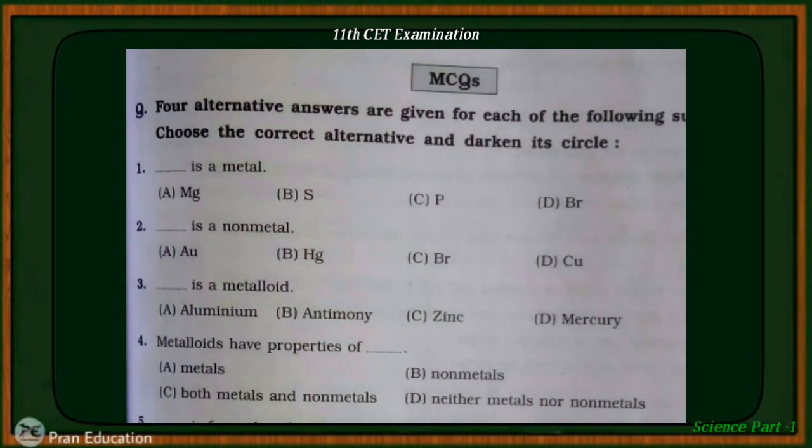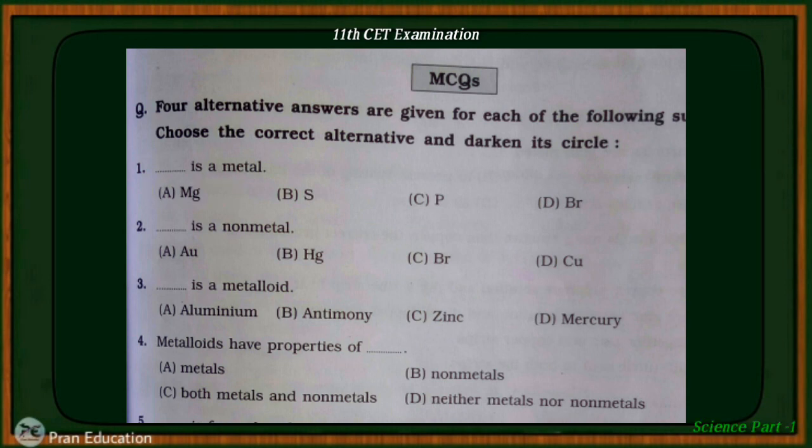Okay, let's start another chapter. MCQs. For each of the following sub-questions, an alternative answer is given. Choose the correct alternative and darken its circle. First, dash is a metal. Options: A. Mg, B. S, C. P, and D. Br. The correct option is option A.